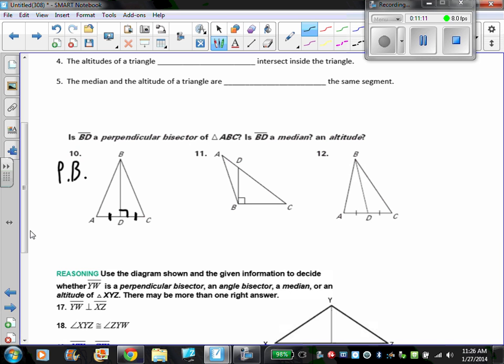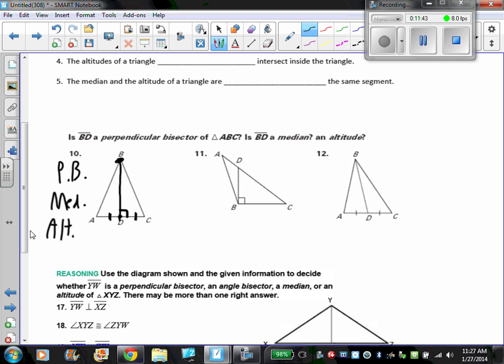Is it a median? Yeah, it is. It's starting at a vertex and then goes down and cuts this side in half. So it's also a median. Is it an altitude? Yes. Starting at a point, going down to there, and making a right angle with that part. So it's also an altitude. In fact, perpendicular bisectors, if they're going through a point, as in this case, are kind of a combination of a median and altitude as well.